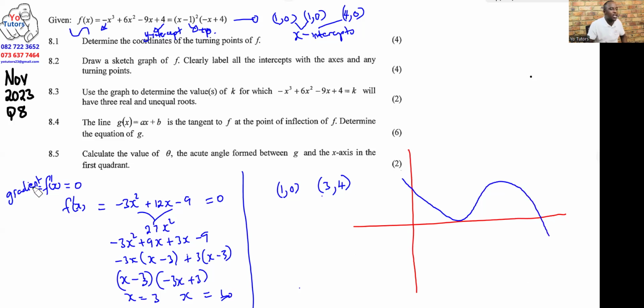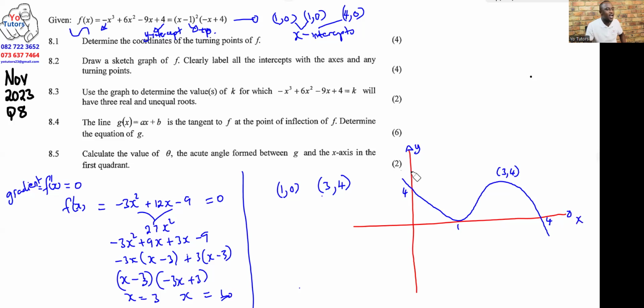So what do we need to label there? We label here 4, then 1, then 4 there. We also have the turning point, which in this case is (3, 4). We put it there. Then we need to indicate that this is our y-intercept, and this is our x-axis.